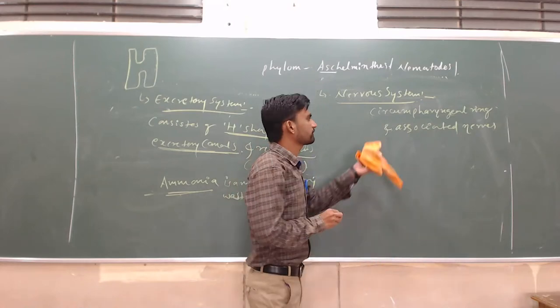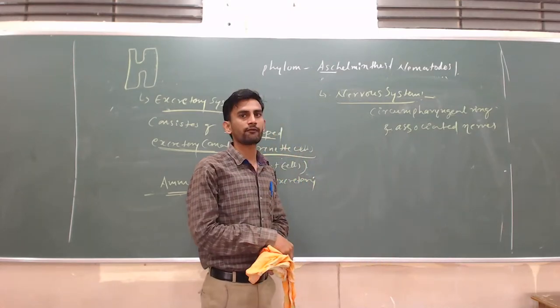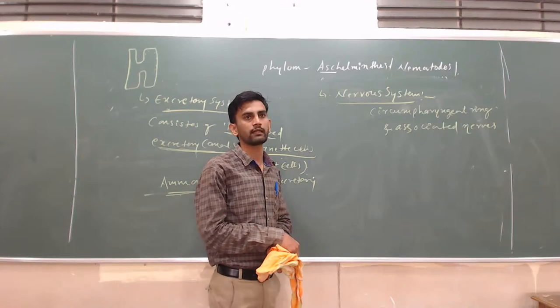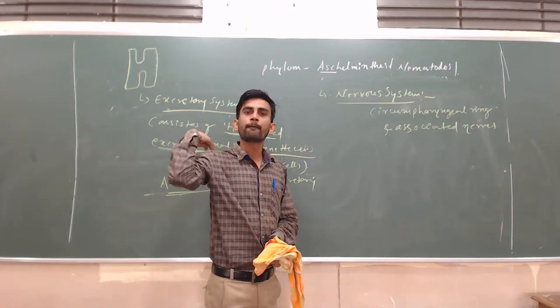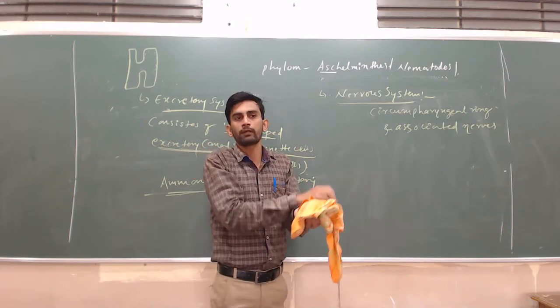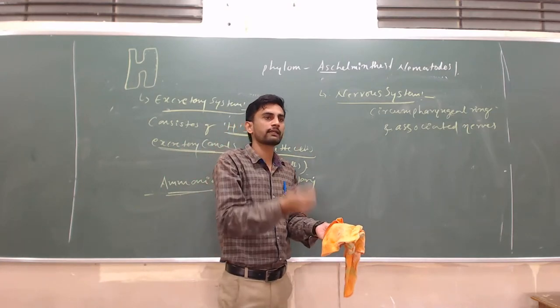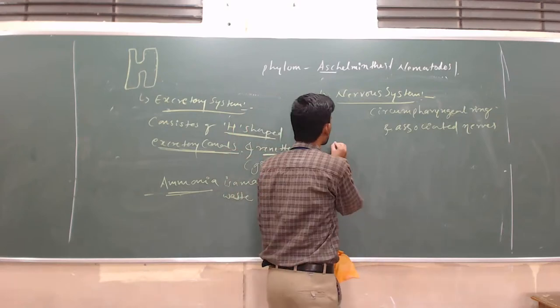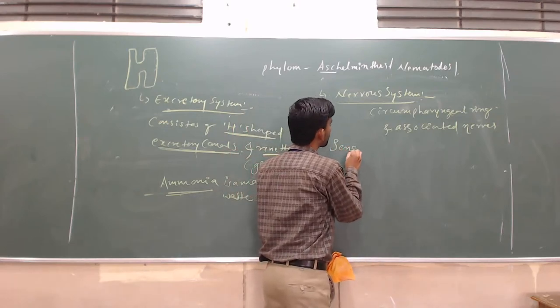So this is very important: the presence of circumferential rings and associated nerves in both the forward and backward directions. Nerve networks spread on both sides, and those networks collect the information. Along with that, some sensory organs you will also find.